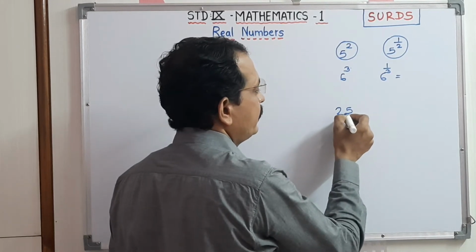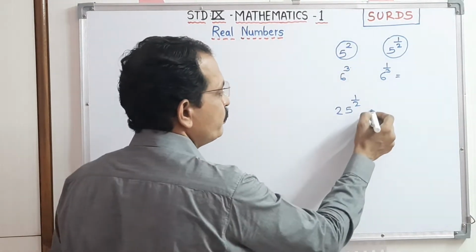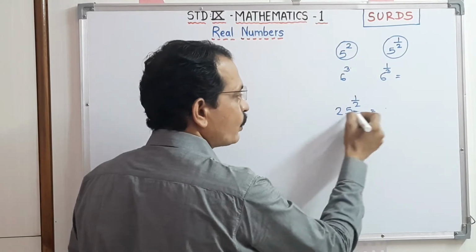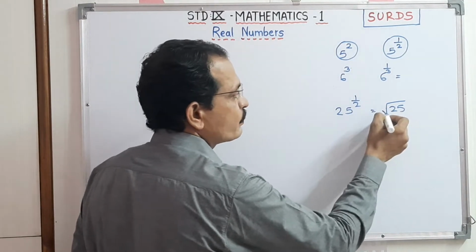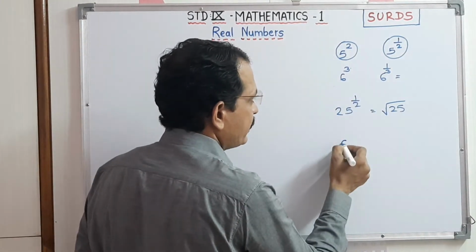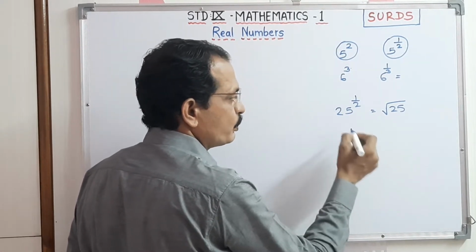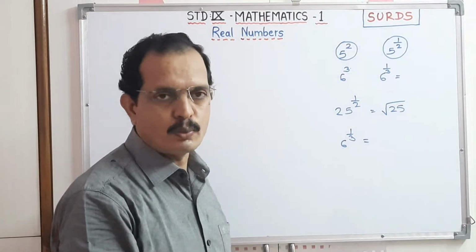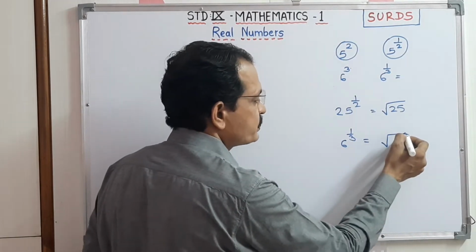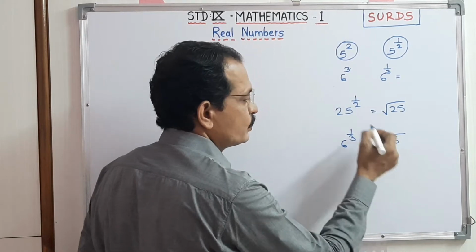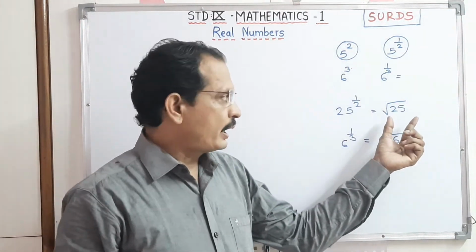I write here 25 raised to 1 upon 2. 25 raised to 1 upon 2 means we write here the square root of 25. By using the symbol we can write square root of 25. Suppose I write here 6 raised to 1 upon 3. That means it is the cube root of 6, or the third root of 6. Then we write the cube root of 6 like this, 6 here, and here we have to write the 3. This is by index form and this is by the symbol.